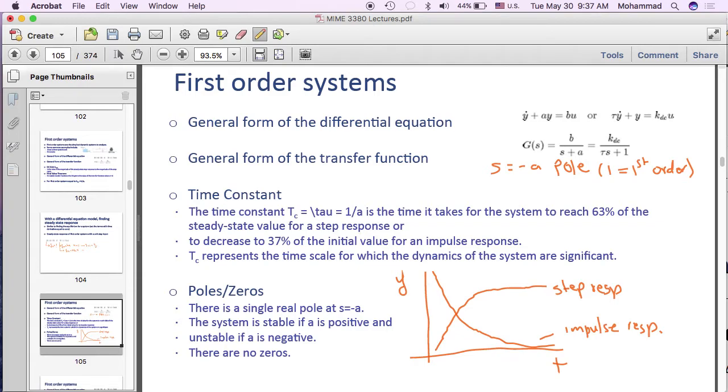Now, the value or values of S that will make the numerator go to zero are called the zeros of the system. What value of S will make the numerator of this transfer function go to zero? Any? There is none. So that system does not have any zero. There is no value of S that would make the numerator go to zero. So there are no zeros involved here.